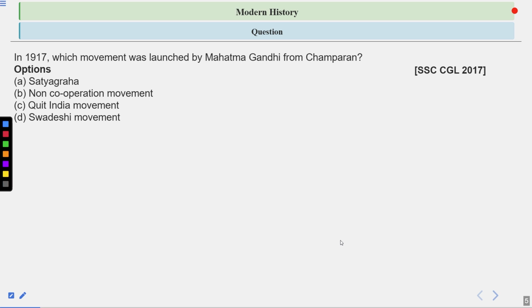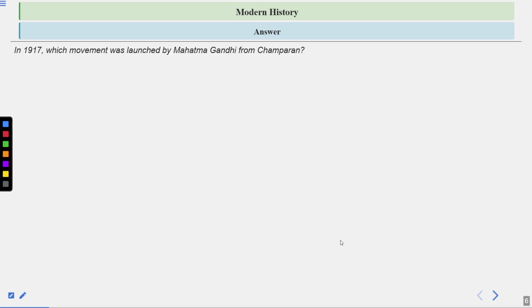which later became responsible in order to draft the Indian Constitution. In 1917, which movement was launched by Mahatma Gandhi from Champaran? Options are Satyagrah, Non-Cooperation Movement, Quit India Movement, Swadeshi Movement. To answer, 10 seconds are there. Time starts now. The time's up. Correct answer is A. Satyagrah.